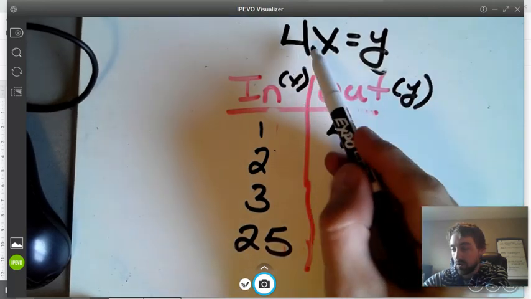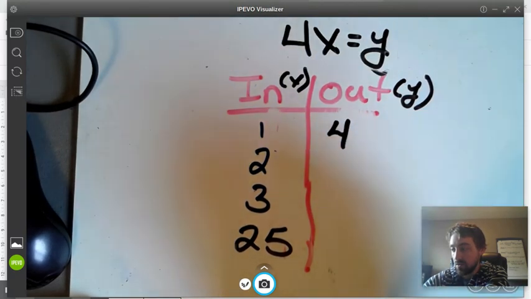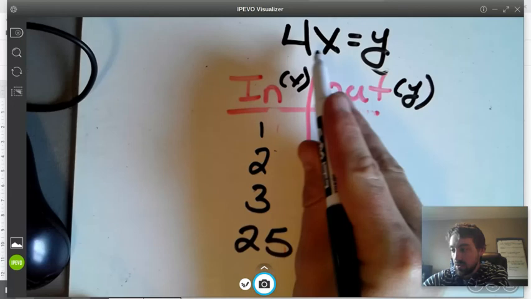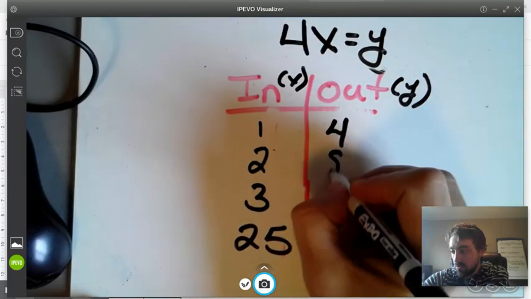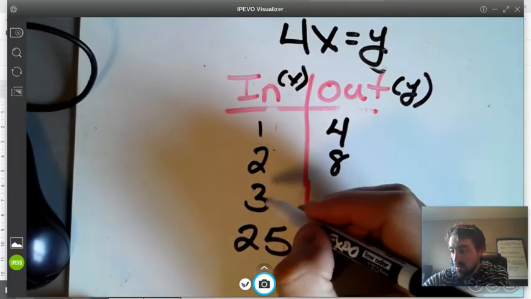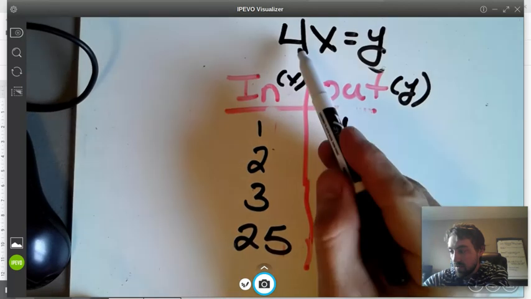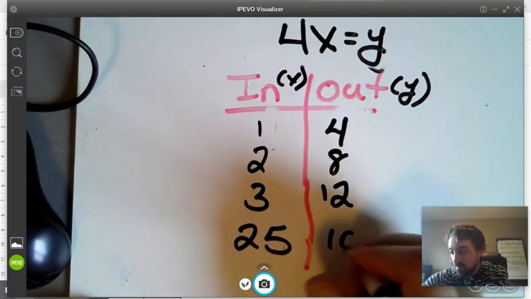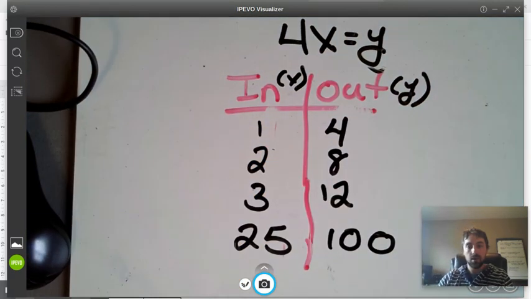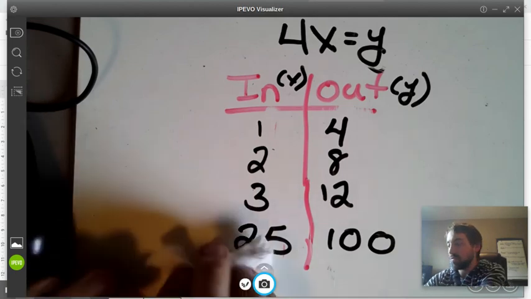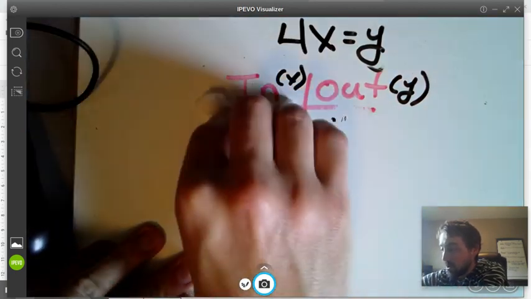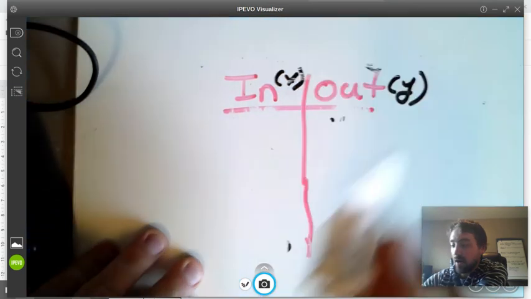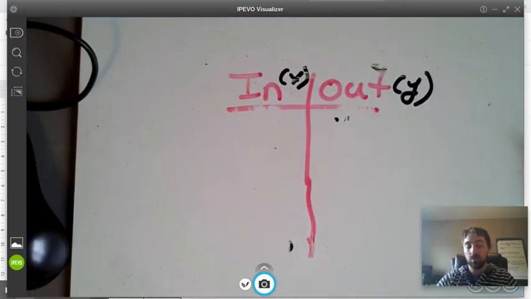So 4 times 1 equals 4. 2 times 4 is equal to 8. 3 times 4 is equal to 12. And 4 times 25 gives us 100. Now again, you guys can pause just before these if you want to try figuring it out on your own, and then watch the video right after, or look at the key right after, and it might help you out.